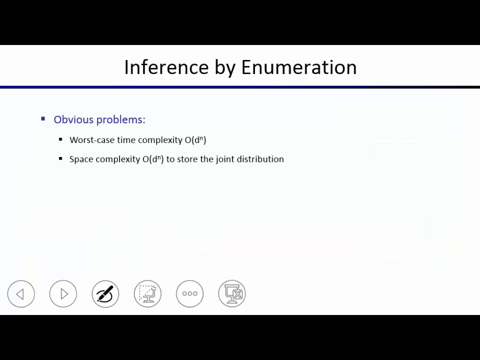Okay, what are some obvious problems here? Well, the worst case time complexity for running inference by enumeration is d to the n. Why? Well, that's the size of the table that you're interacting with. And worst case, you might have to consider every entry in that table, and so it's going to be an expensive computation. Space-wise, same thing. It requires having a full joint distribution, which, if you have many, many variables, will not be practical. So what we're going to start looking at now is how we can represent distributions over many variables, but without needing a full joint distribution to start out with.